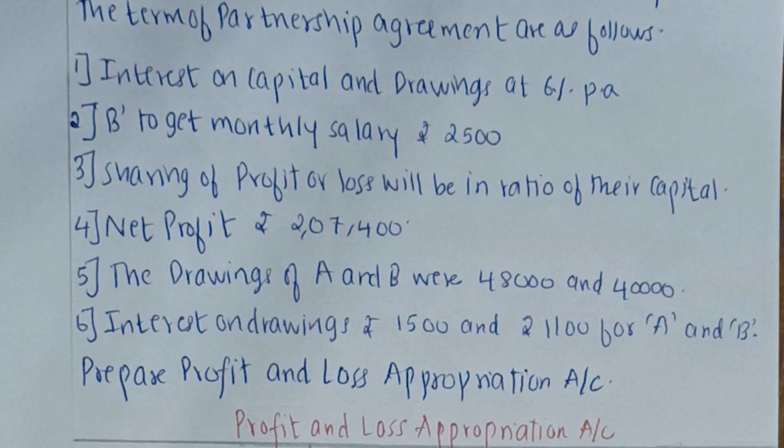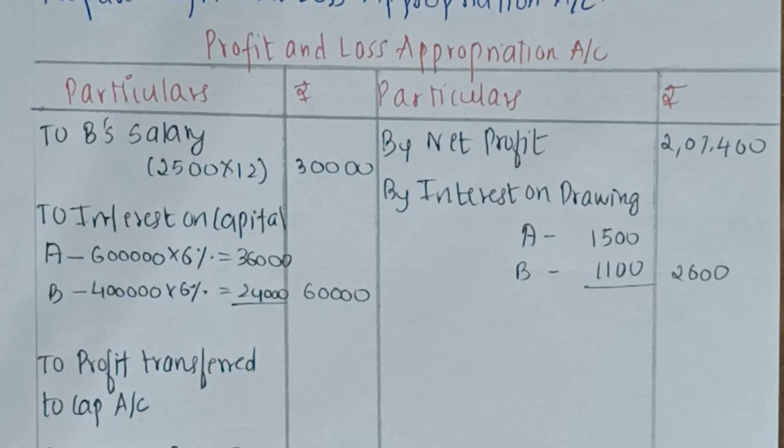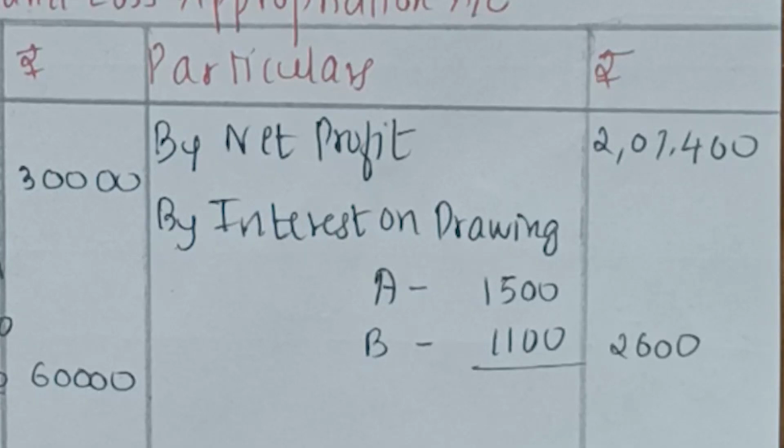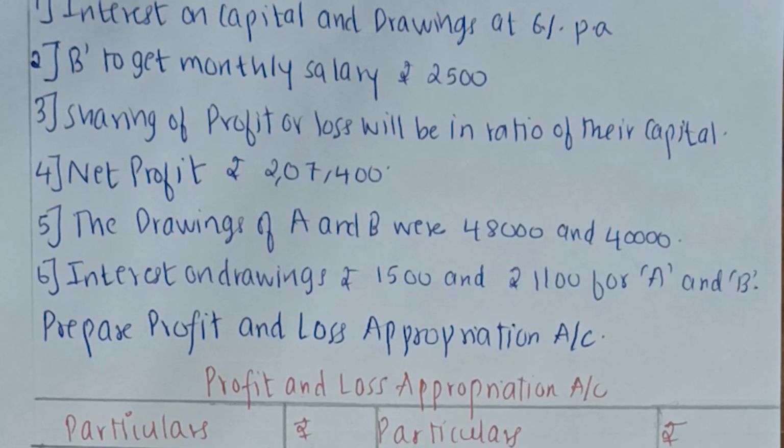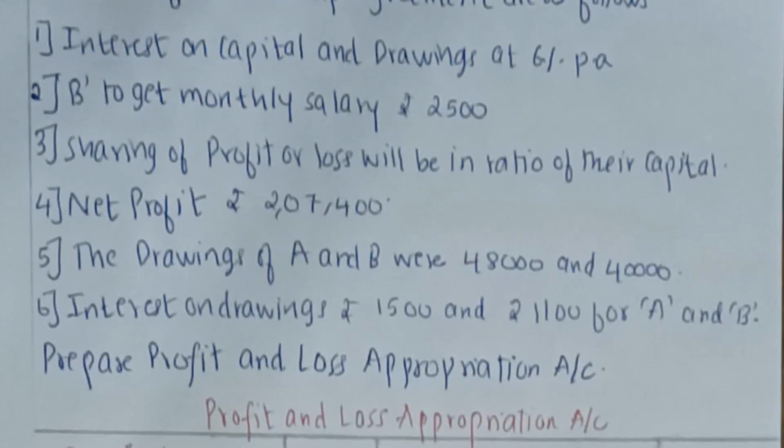So students, we know that first we have to write the heading, that is profit and loss appropriation account, then particulars, amount, particulars and amount. We will always start with the credit side. We know that on the credit side we have to record the profit. So according to point number 4, our net profit is 2,07,400.